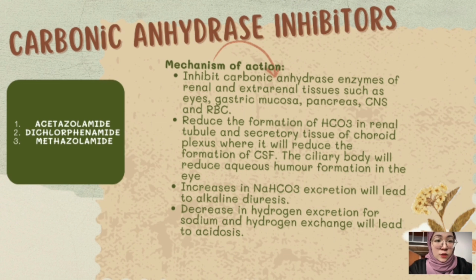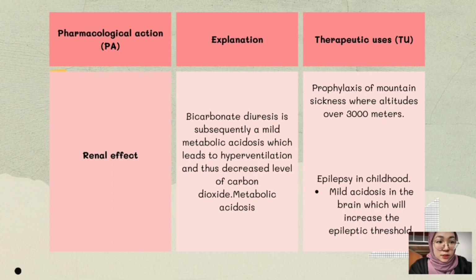Next, it will reduce the formation of bicarbonate in the renal tubules and secretory tissues of the choroid plexus, where it will reduce the CSF, and in the ciliary body. The increase in sodium bicarbonate excretion will lead to alkaline diuresis. Meanwhile, decrease in hydrogen excretion from sodium and hydrogen exchange will lead to acidosis. Diuresis is subsequently a mild metabolic acidosis, which leads to hyperventilation and thus decreased level of carbon dioxide.